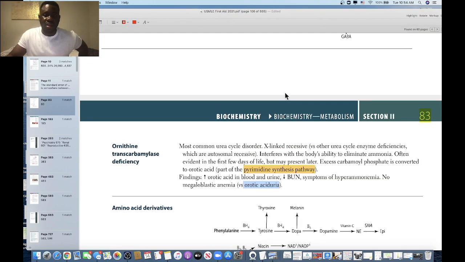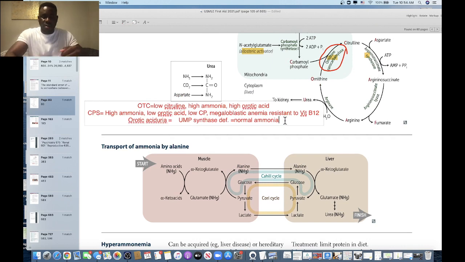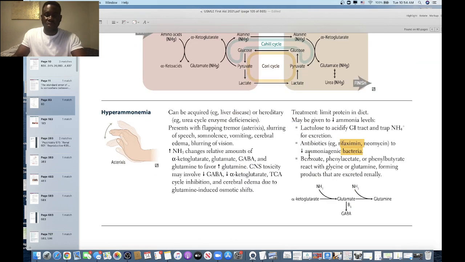So let's add it here, if we didn't add it earlier. Orotic aciduria, the normal ammonia, and here we'll have megaloblastic anemia. So anything that affects the pyrimidine pathway has megaloblastic anemia. Okay. And of course, this megaloblastic anemia cannot be treated with B12. So it's B12 resistant.